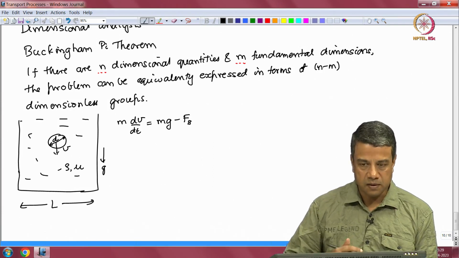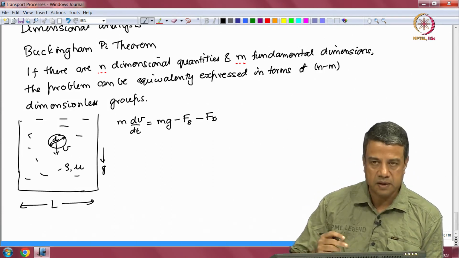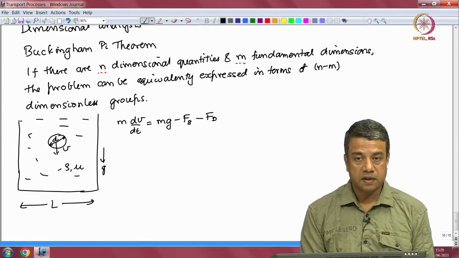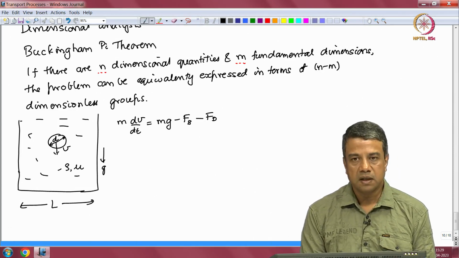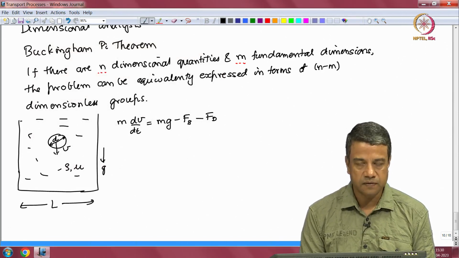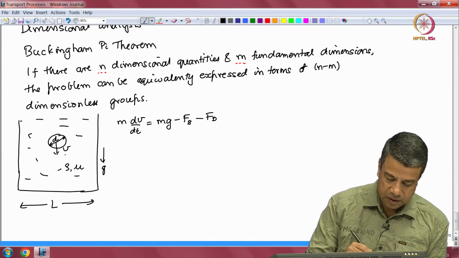Buoyancy acts opposite to gravity. And there is another force called the drag force, which also acts opposite to gravity. The reason for the drag force is that as the sphere is moving through the fluid, there is a fluid velocity that is created around the sphere. As the sphere is moving through the fluid, there is the flow of fluid past the sphere.